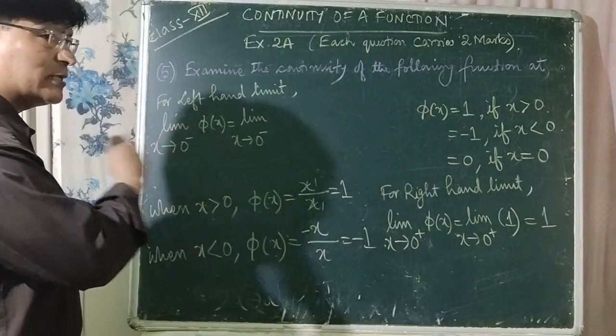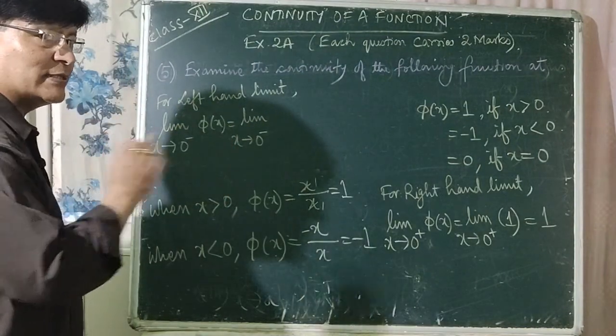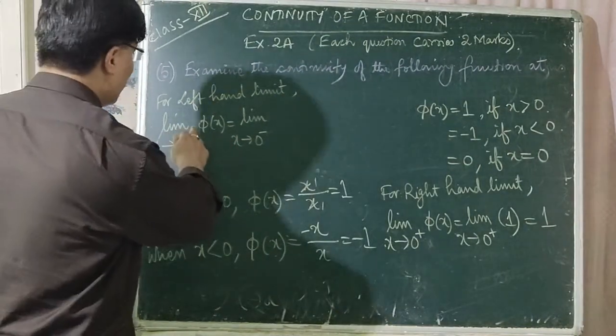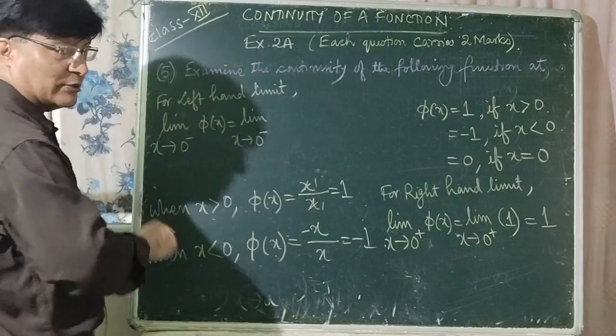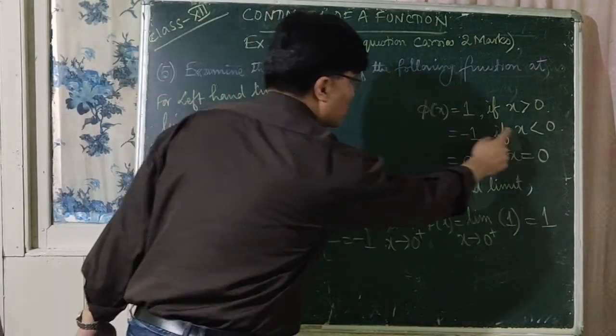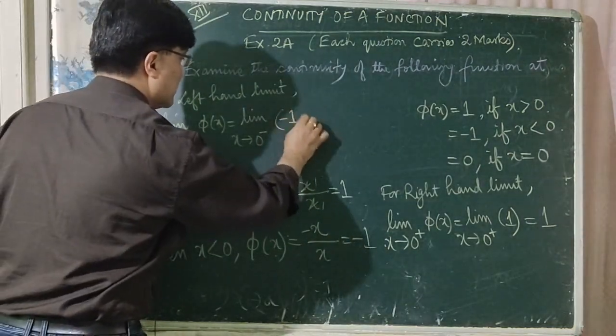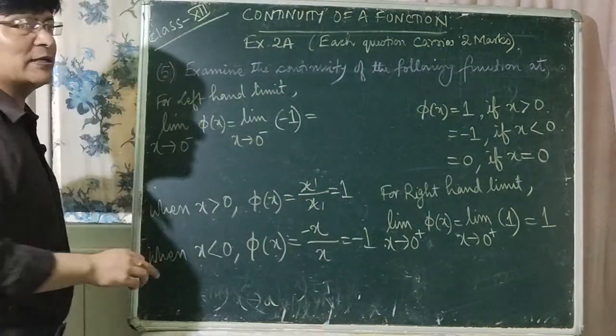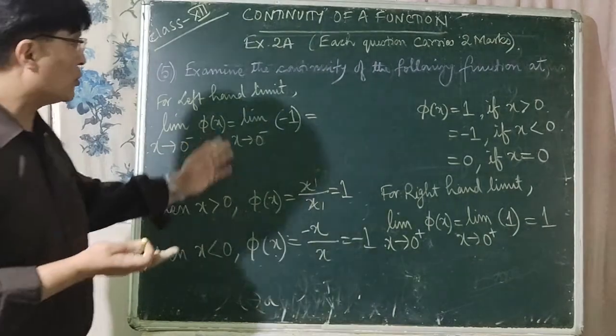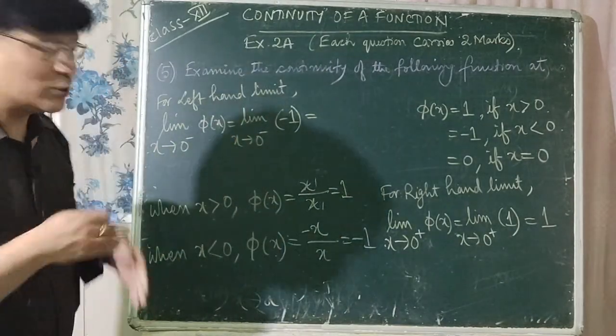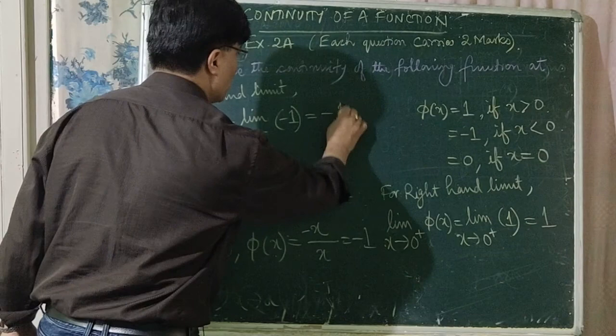And on the left of x is equal to 0, all the values of x are less than 0. So what is the value for phi of x when x less than 0? It is minus 1. So this minus 1 is also free from x. So you don't have to put x is equal to 0 out here. So the value is minus 1.